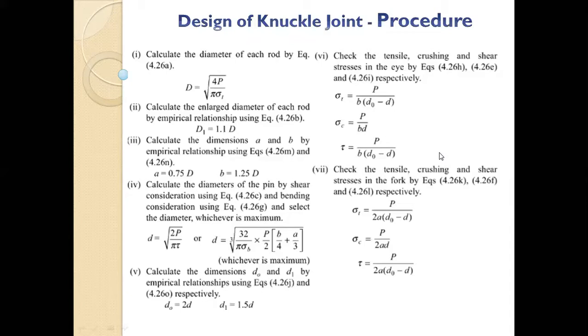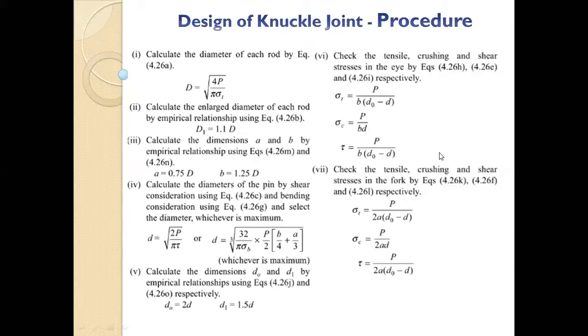Again, tau is equal to load upon area. Area is pi by 4 d square. So using this equation, we'll try to find out d. Because there is a double shear, so pi by 4 d square into 2, so it becomes pi by 2 d square, right? So we get d is equal to root of 2P upon pi tau. So we'll get two diameters of the knuckle pin, one in shear, one in bending. We'll take larger of these two for our calculation.